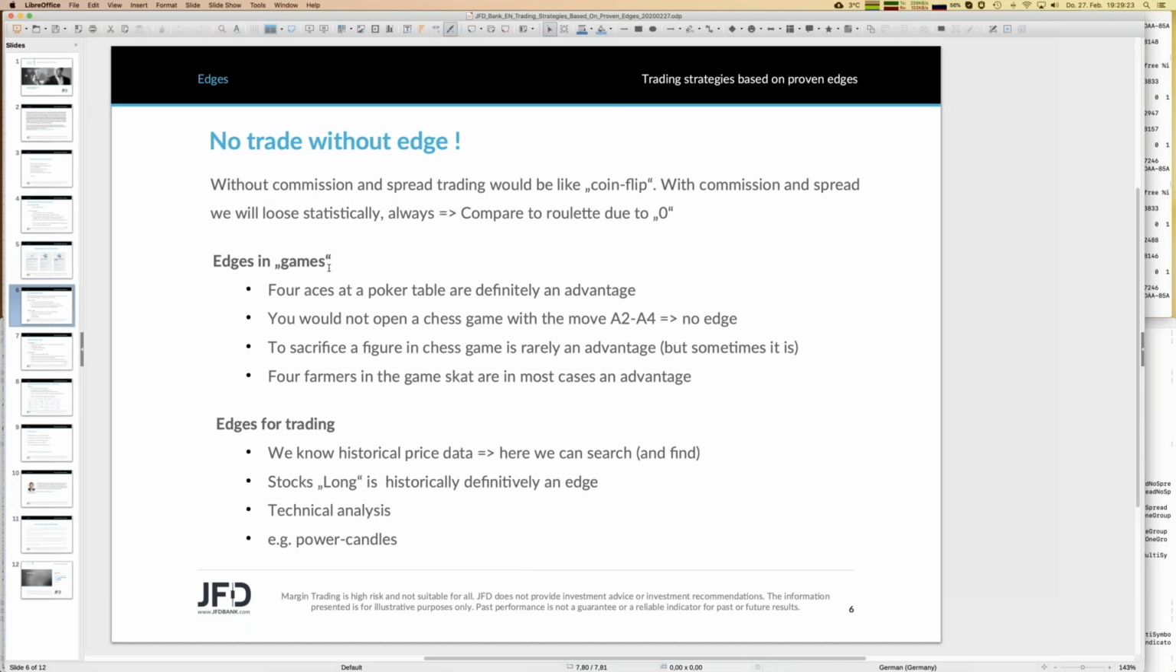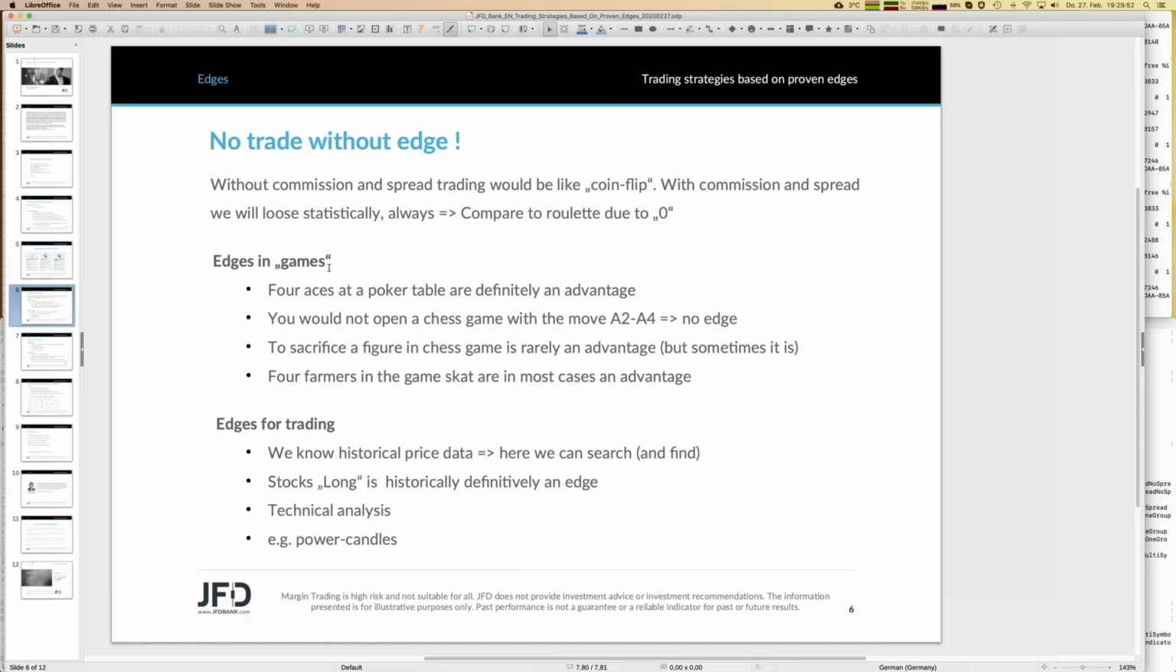Or think about playing chess. If you would move the farmer from A2 to A4 as your opening move, nobody would do that, because there's no edge behind that move. You can analyze that statistically, or just talk to professionals in chess. There is no edge for that move, so you will not do it.